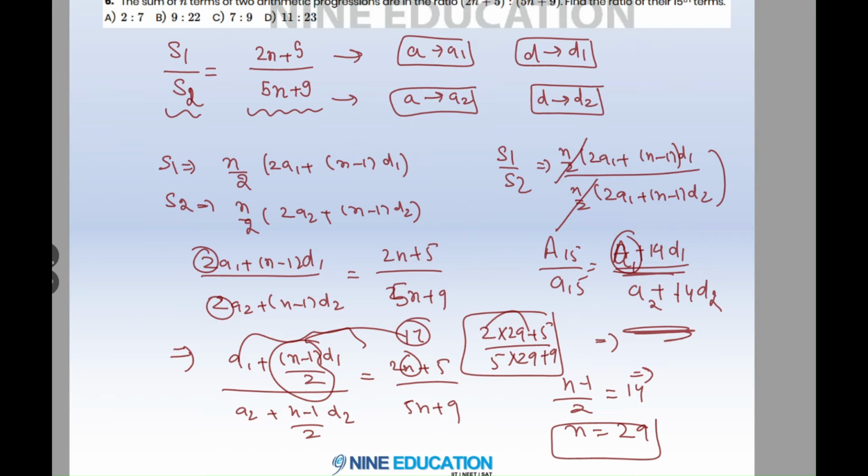9 into 18 makes up 58 plus 5, that is 63. 5 nines are 45, 145 plus 9 makes it 154. Right, just cancel out. I guess we'll get the correct answer on cancelling. 7 nines are 63, and this is 22. So 9 by 22 should be the correct option.